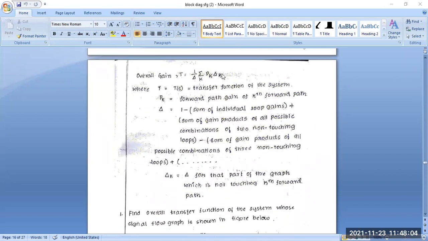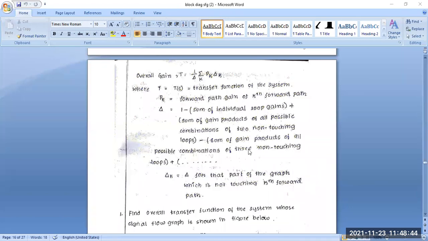Next one, delta K. What is delta K? Delta K depends on the value of delta. So this delta K is for that part of the graph which is not touching the kth forward path. The value is coming from the part of the graph which is not touching that forward path, that means the non-touching loops. So these are basically the Mason gain formula we have to use when we solve any transfer function, that is T equals 1 by delta, summation of Pk delta k. So this is the Mason gain formula.